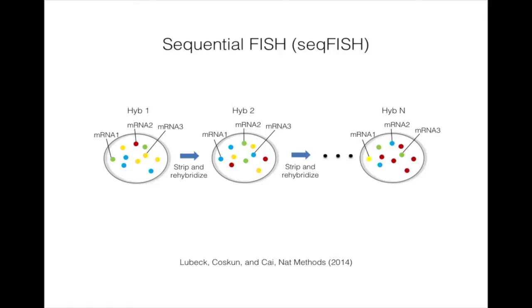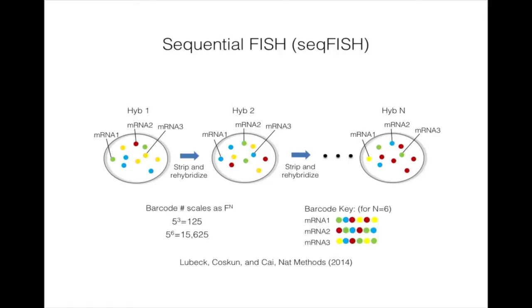So this way, by doing multiple rounds of hybridizations, even with a few different colors available in regular microscopy, you can scale up to a very large number. So you can see with 5 colors available, let's say, just 3 rounds of hybridizations allows you to get to 125 different barcodes. With just 6 rounds of hybridizations, you can get to essentially the transcriptome level.